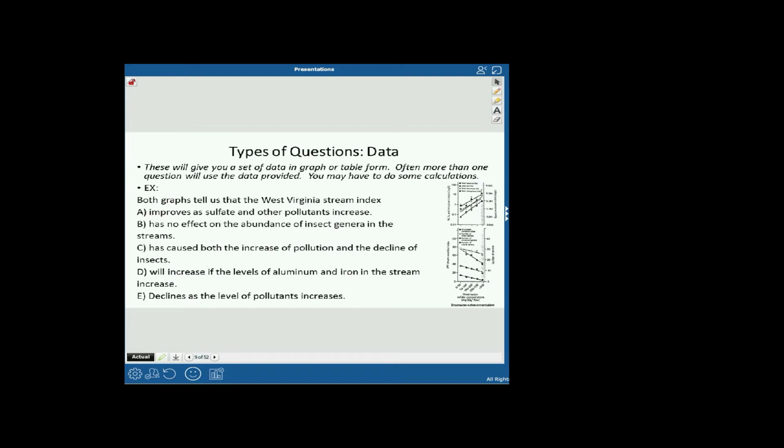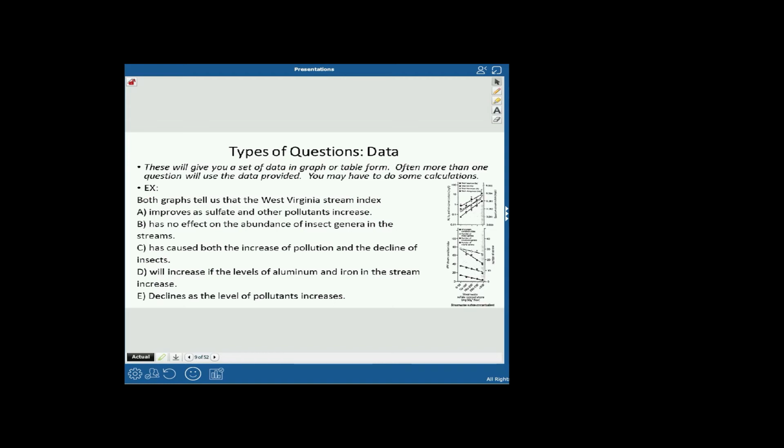Data. I've heard that the data questions have increased. They've increased the number of data questions on the test, but they haven't released a test in a while. So I don't know if this is true, and students aren't really technically allowed to tell us anything about the test. So this is just what I've heard through the grapevine.